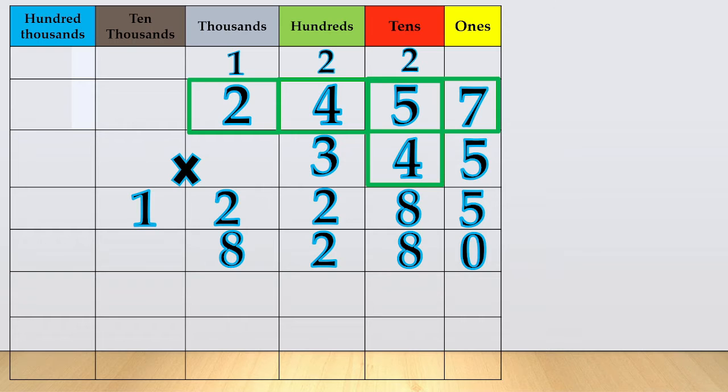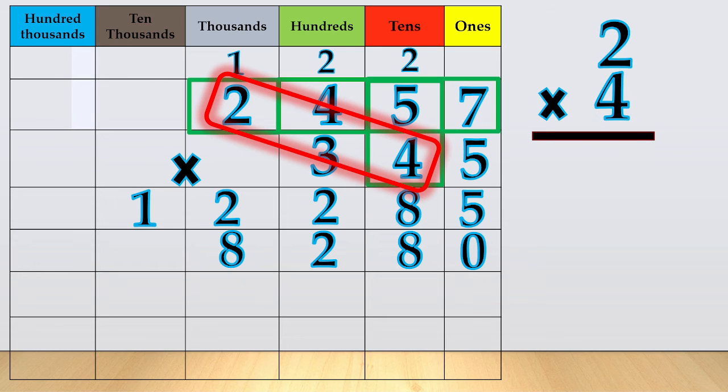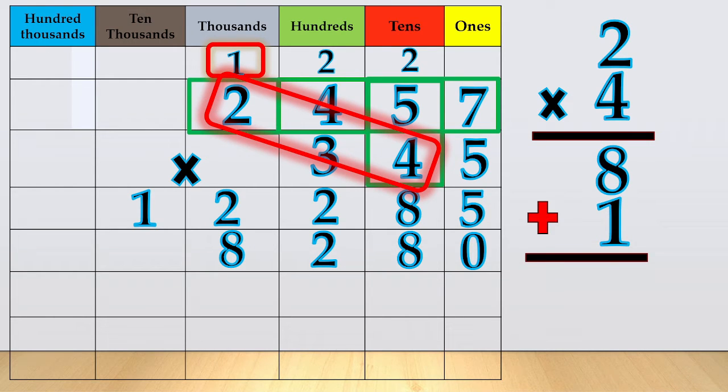Now, multiply 2 times 4. 2 times 4 is equal to 8. Add the 1 that we have carried over. So, 8 plus 1 is equal to 9.